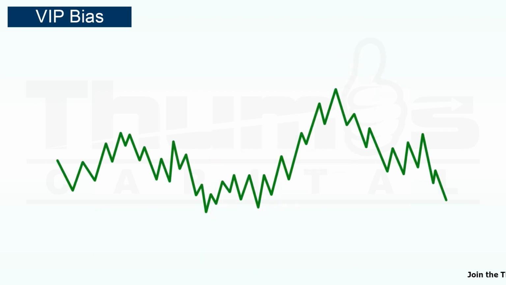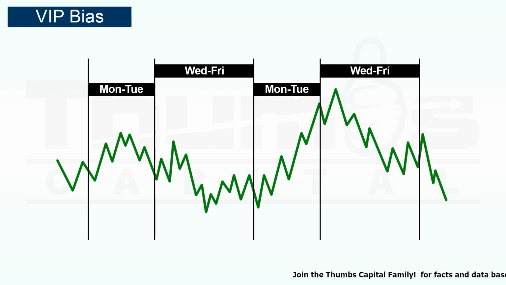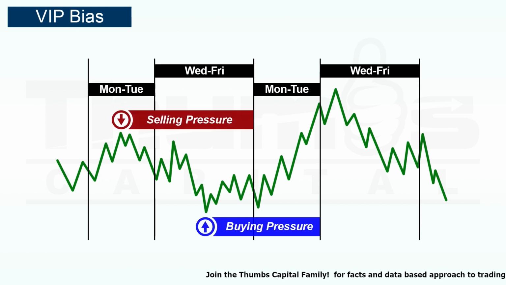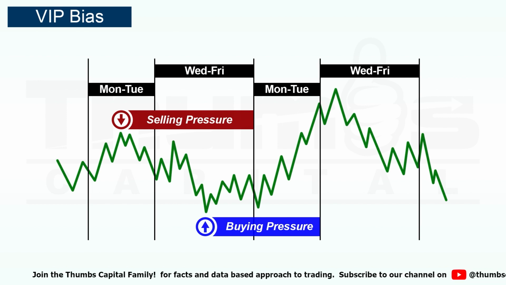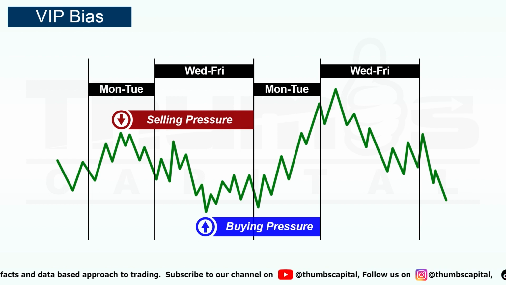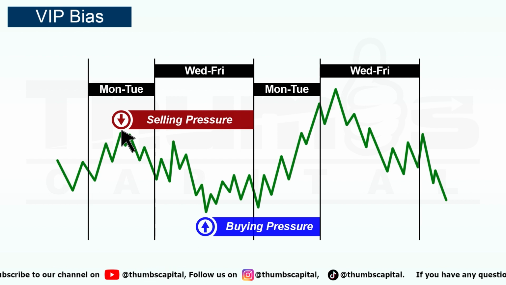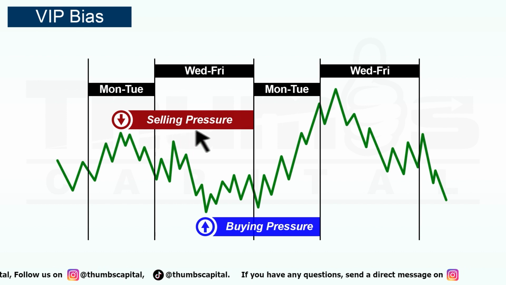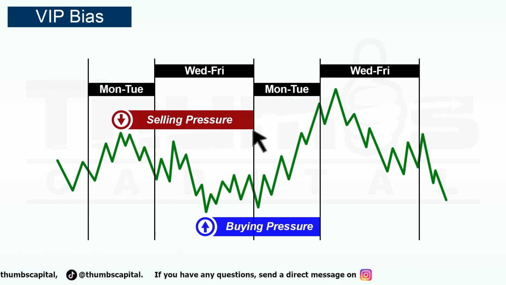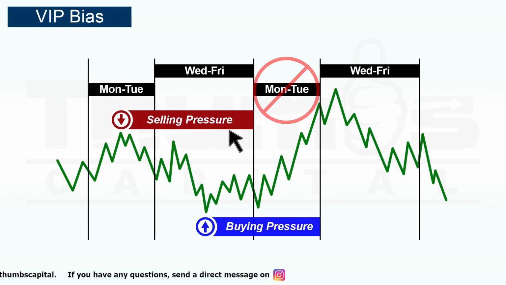An important point to note with regards to VIP bias is that the effect of the demand and supply is only relevant in the intraweek contract that the VIP bias is formed and the next intraweek contract. Its effect doesn't extend beyond the following intraweek contract. For example, if we have a VIP bias on Monday, which falls in the Monday-Tuesday intraweek contract, the effect of that demand or supply is for that Monday-Tuesday and Wednesday-Friday, which is the next intraweek contract. It doesn't extend to the next Monday-Tuesday contract.